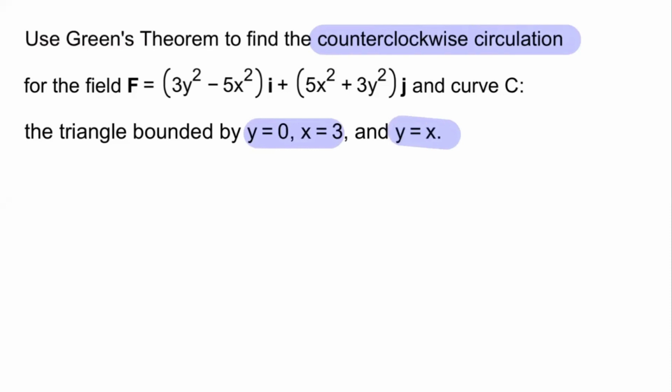Okay, so we're going to go ahead and do that. Let's first label our M and N. So M is always the i component of the field. N is always the j component of the field. So you might want to identify them first.